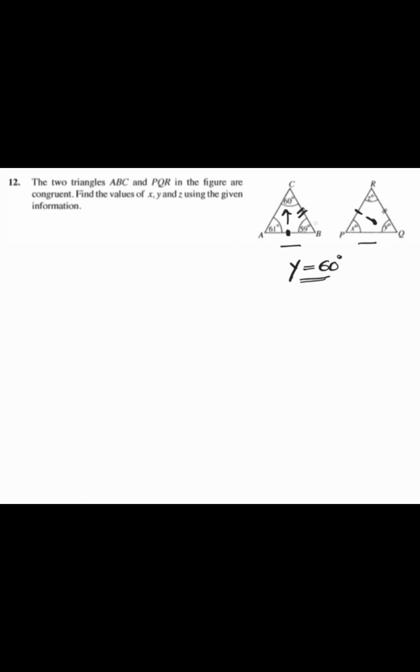Here we have two lines. Here also we have two lines. What we have in front here is X, here 61. Therefore X will be 61. Then the other one we have Z, the other angle we are having is 59. Therefore this is the answer X, Y and Z for the 12th question.